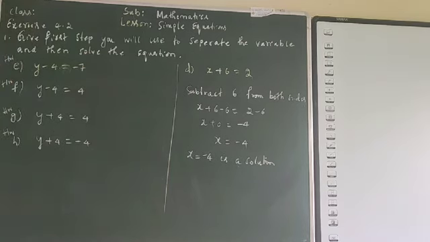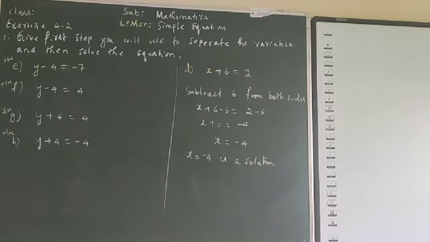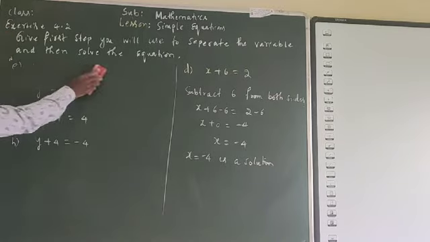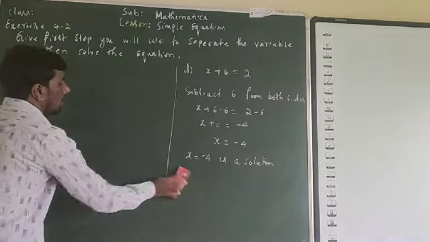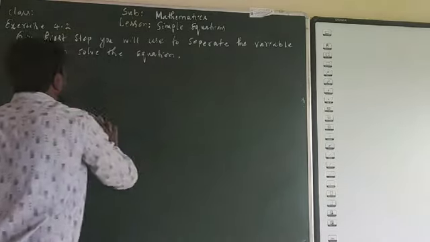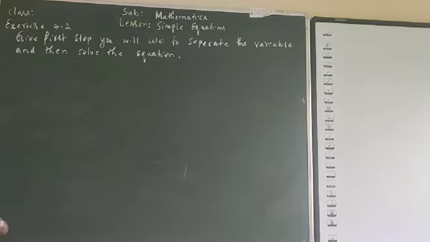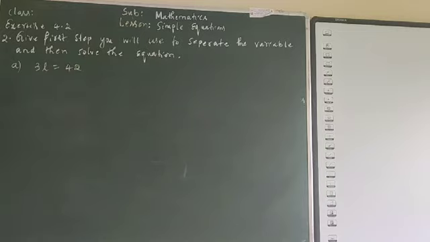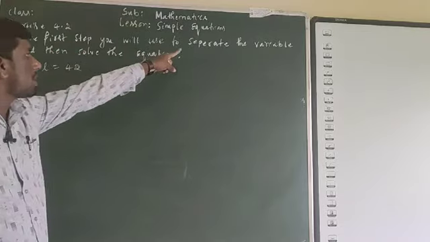The second main is: give the first step you will use to separate the variable, and then solve the equation. It is the same, but the equations are different. So this is the equation. You can observe the first step you will use to separate the variable.